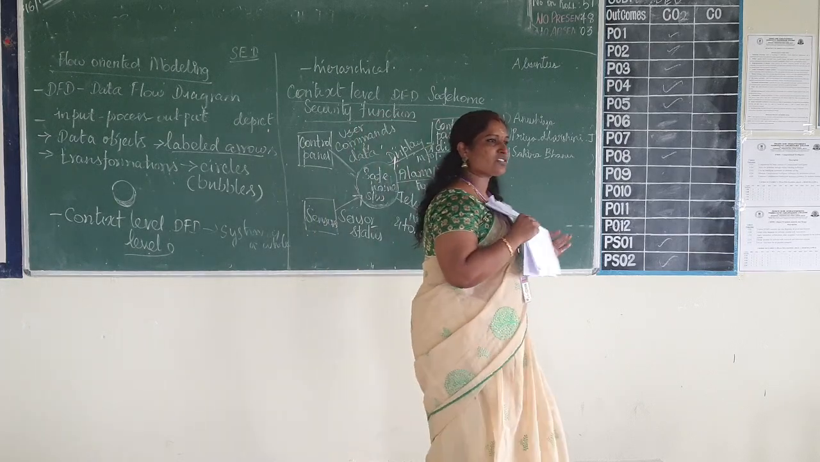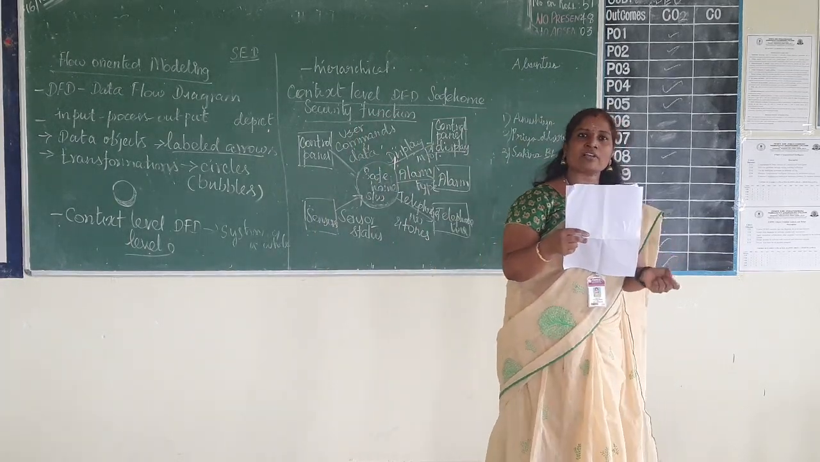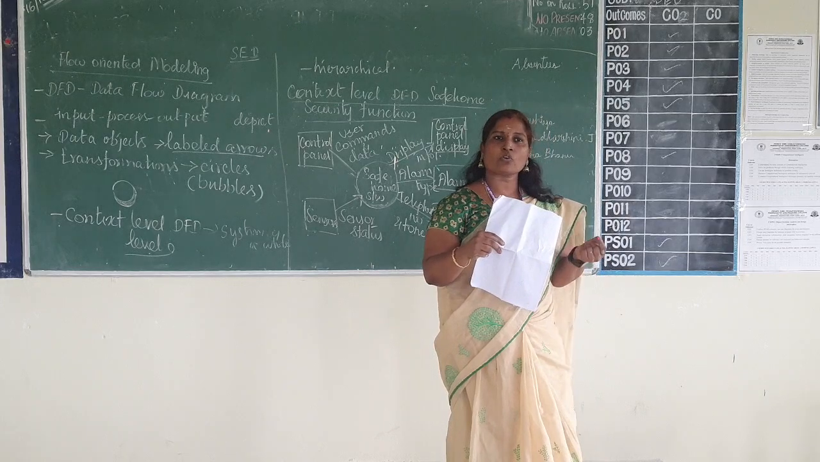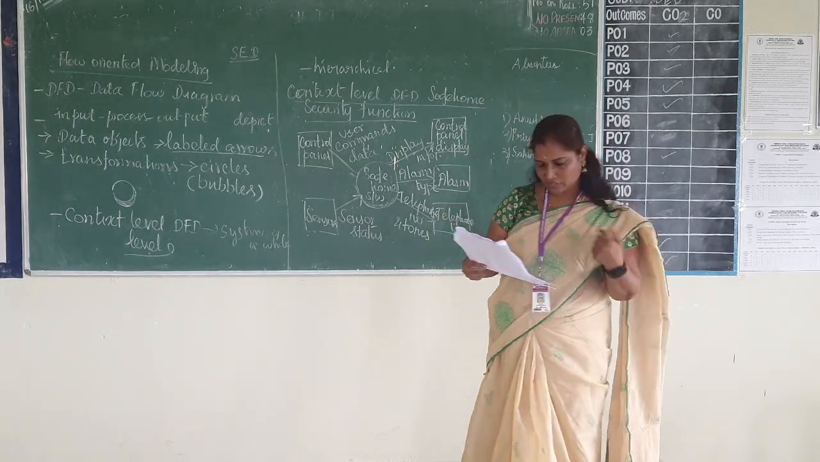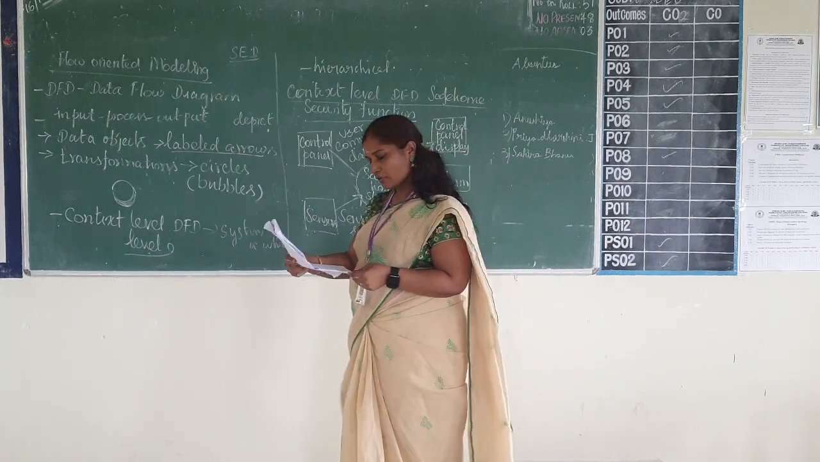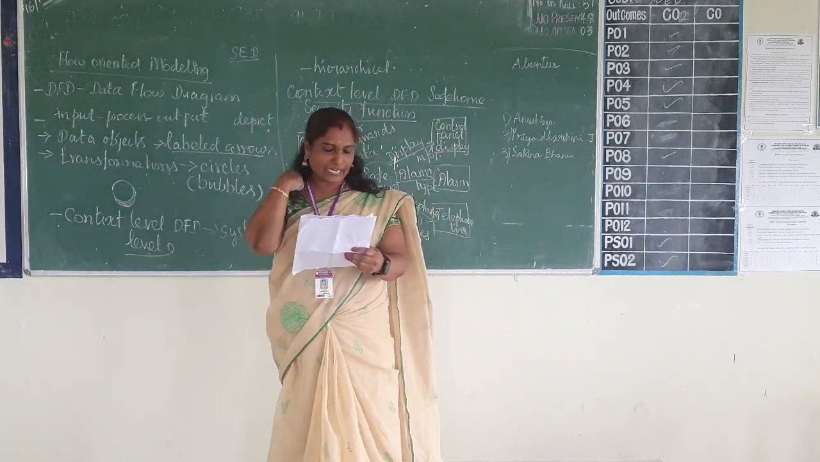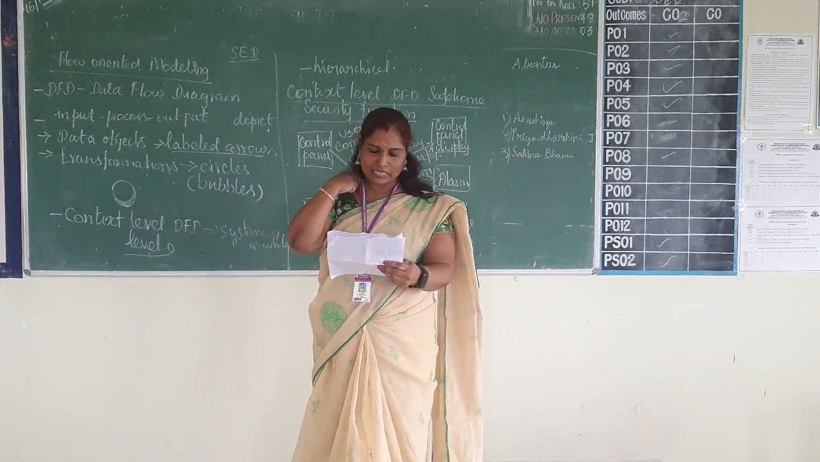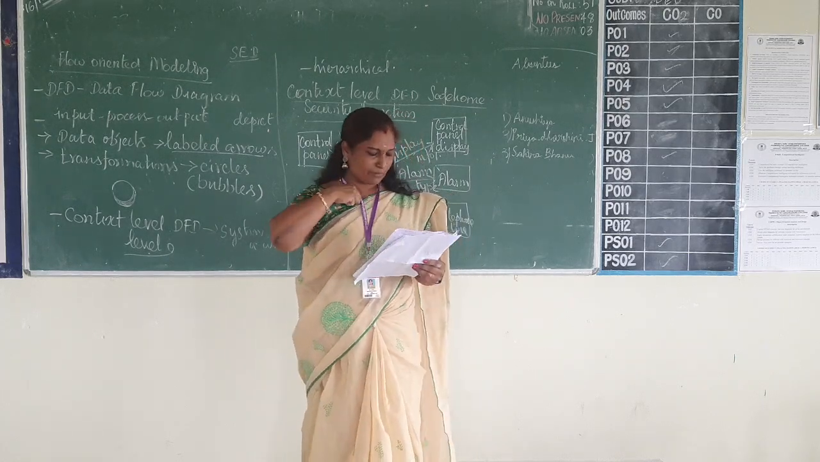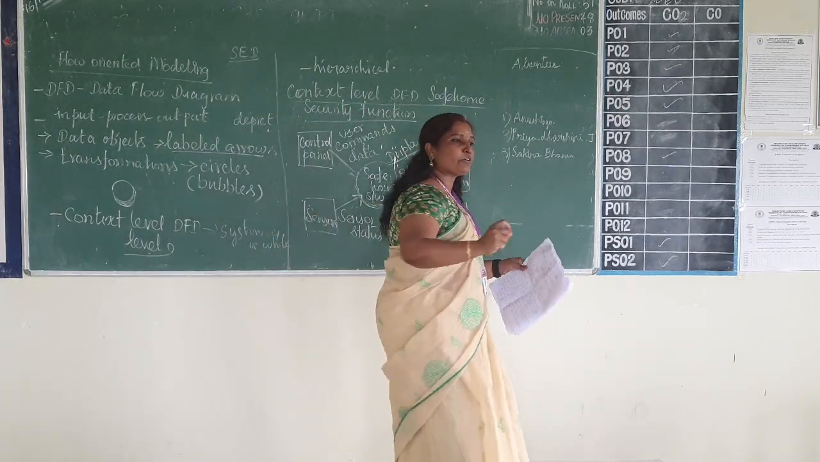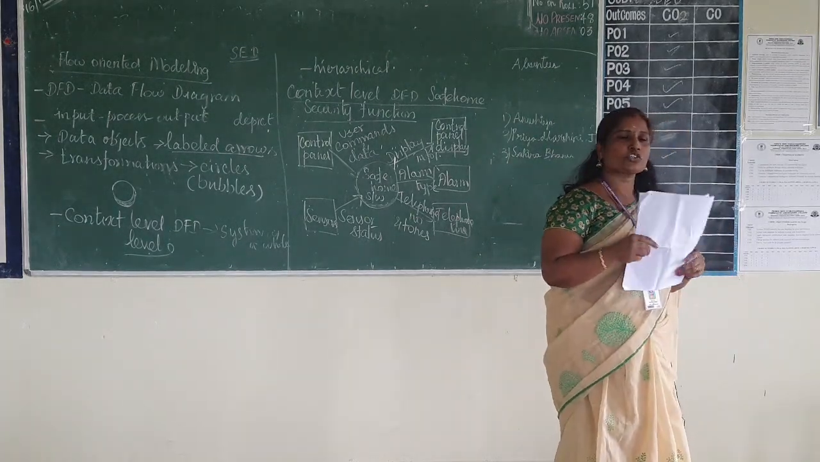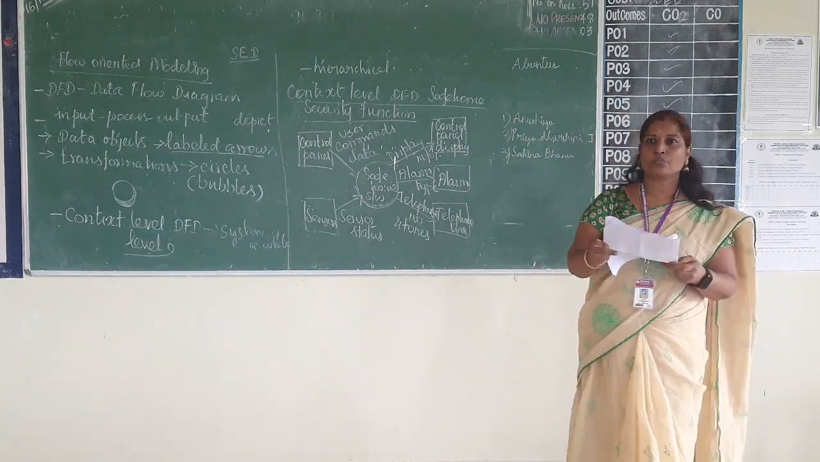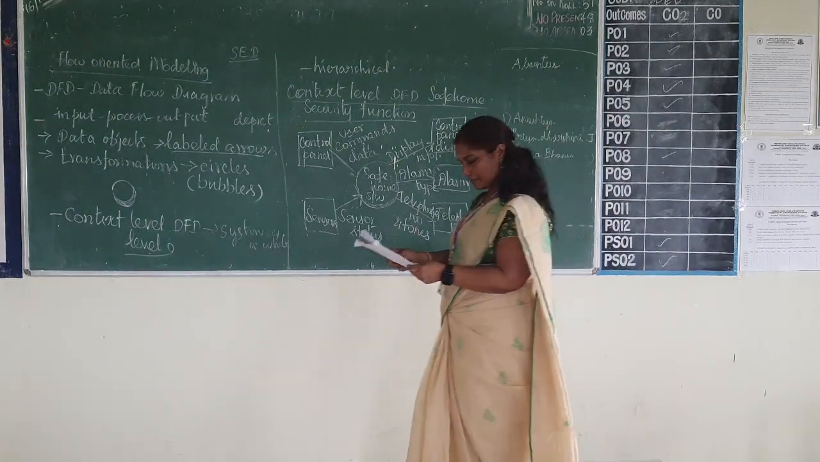So first level is overall system. Next level only we are going to refine. So while doing the refinement, what are all the things that should be focused on? Next point, fourth guideline: all arrows and bubbles should be labeled with meaningful names.